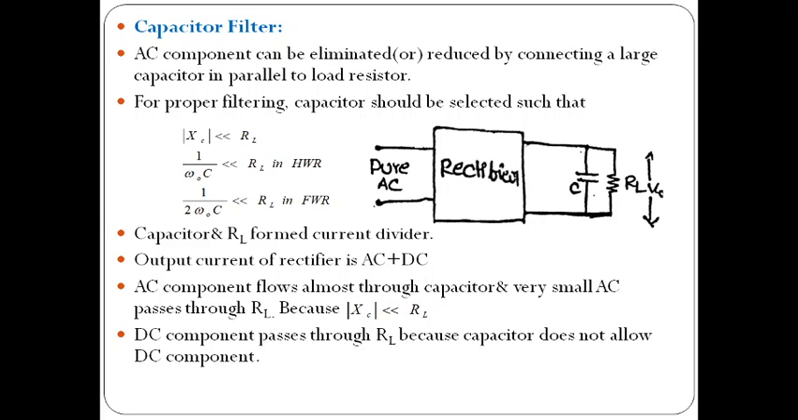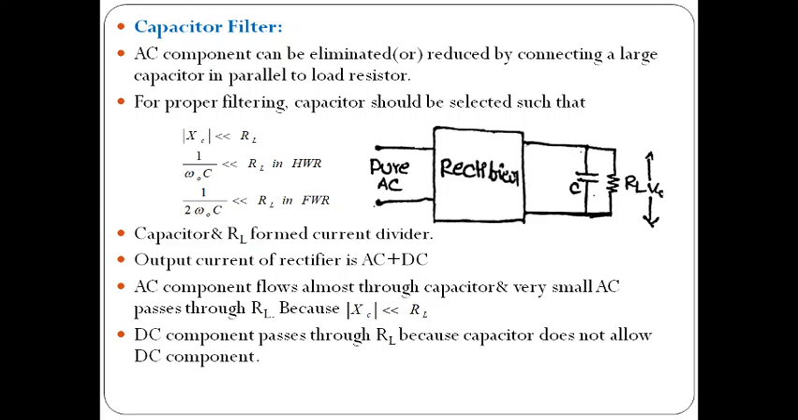We can write the reactance of the capacitor as 1 by omega into C. So here we write 1 by omega C is less than RL in a half-wave rectifier, and coming to the full-wave rectifier we write 1 by 2 omega naught C, because here the output frequency is 2 f naught. In a half-wave rectifier the output frequency is f naught. That's why we write 1 by omega naught C is less than RL in a half-wave rectifier, and 1 by 2 omega naught C is less than RL in a full-wave rectifier.